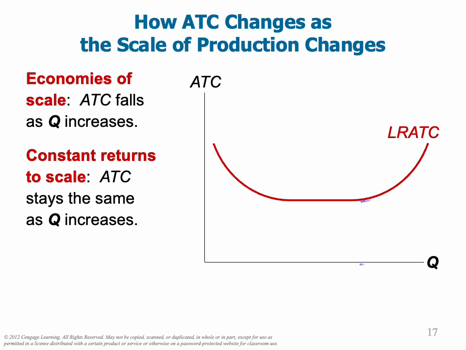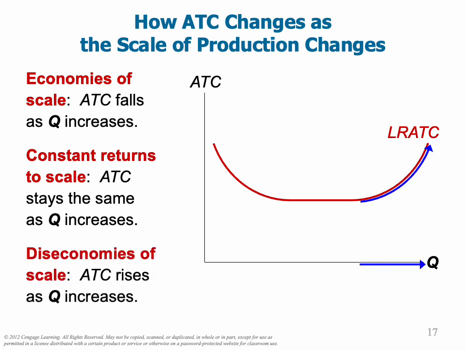Then we get to the last part of the curve. So the last part of the curve is the diseconomies of scale. ATC is rising as your quantity is increasing. Not the best place to be. You might still be profitable, but what this is saying is that you're putting in 10% more and you're only getting 5% more output. So things could be better.